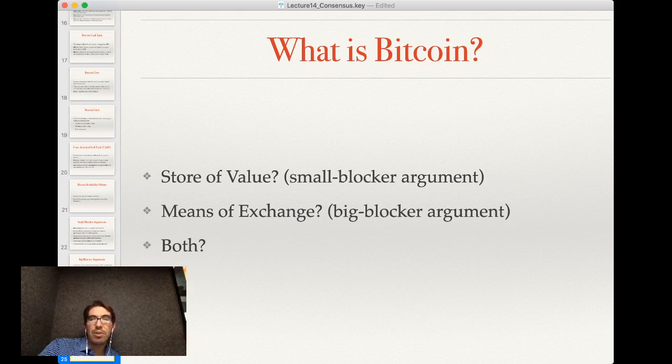Whereas the store of value side would argue that you don't need to exchange things directly on chain for something to have value. Right? Or is it both? Is it a store of value and a means of exchange? So there are a lot of different arguments over what Bitcoin is. It was something really new when it came out, and I think people are still trying to discover what it really is from a societal perspective.